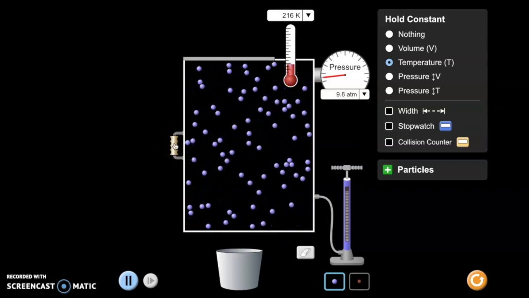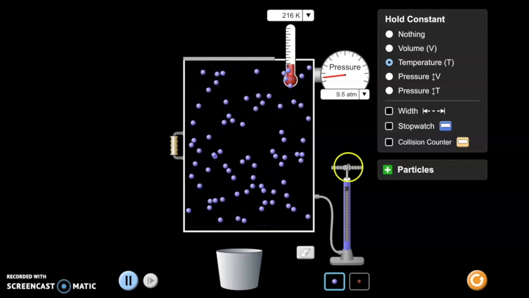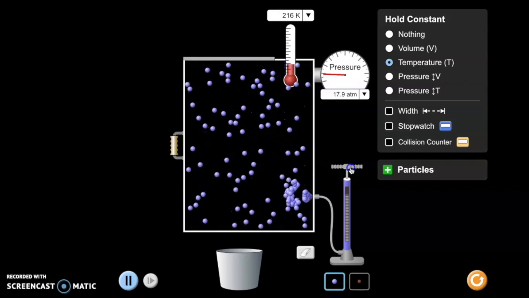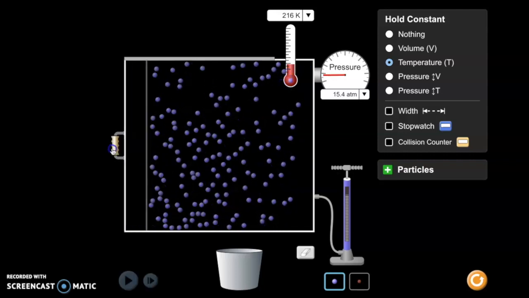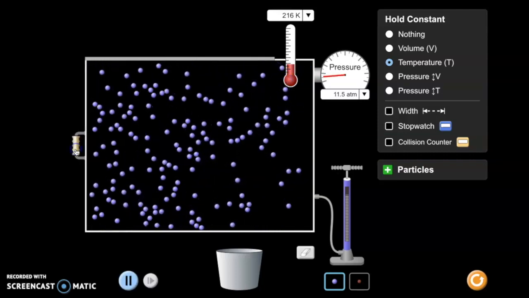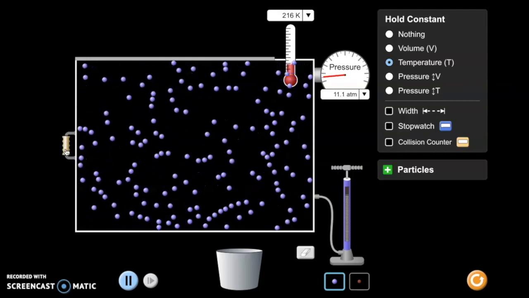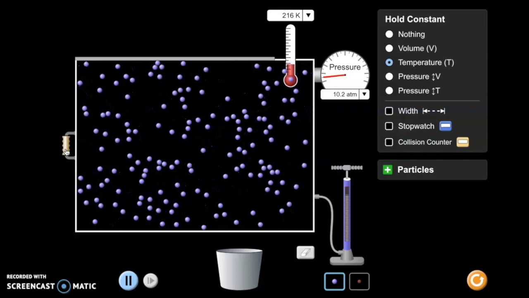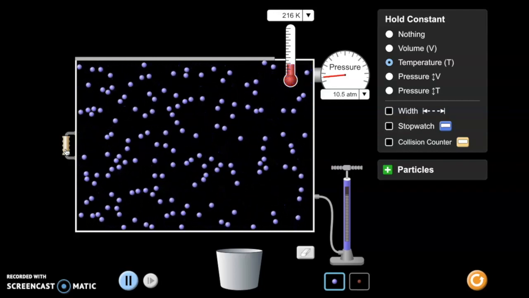So if we keep it at 10 atmospheres, keep it at 216 Kelvin, and we increase the number of particles while trying to maintain the same pressure, pump this a couple times, notice the pressure goes up, but if we need to get back to 10 atmospheres, we need to increase the volume. So, as you increase the number of particles, the volume has to increase in order to maintain temperature and pressure. This is referred to as Avogadro's law, where volume and number of particles are directly proportional.